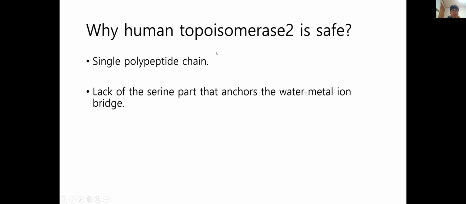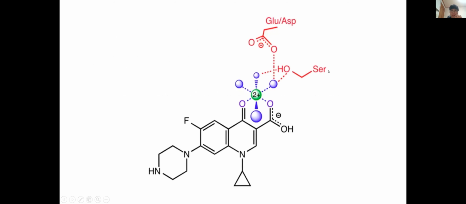But a human cell also has topoisomerase 2. So why are human cells safe against quinolone? Because bacteria's topoisomerases are comprised of two subunits, but human topoisomerase is just a single polypeptide chain. That is a difference in protein structure. And human topoisomerase lacks the serine part that anchors the water metal ion bridge. So human cells don't have this serine part, so the water metal ion bridge cannot connect with it, and quinolone cannot interact with human topoisomerase. So this is why human cells are safe from quinolone.